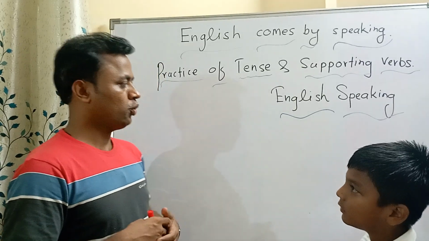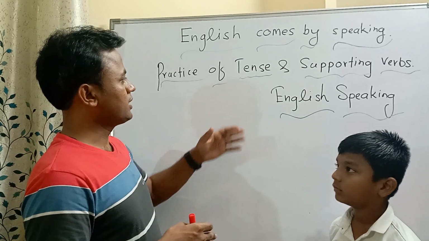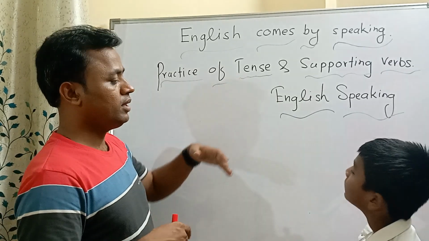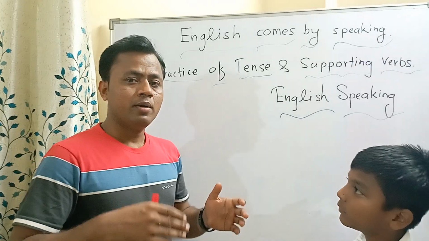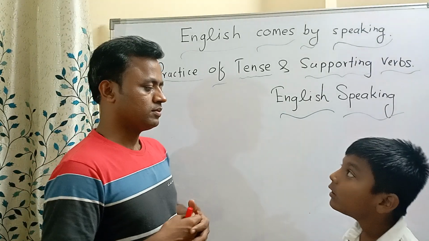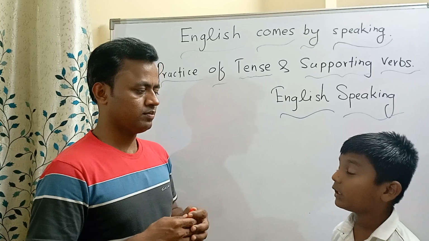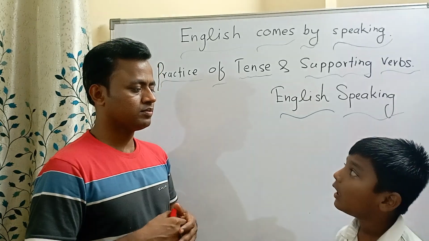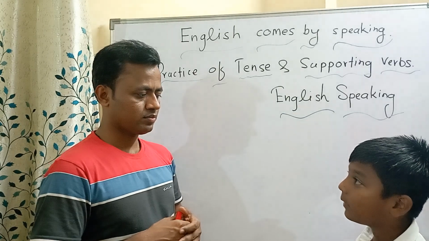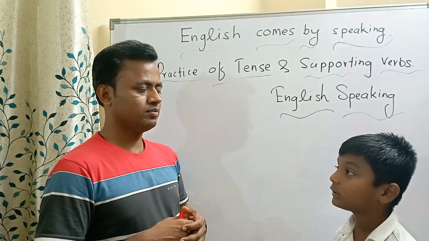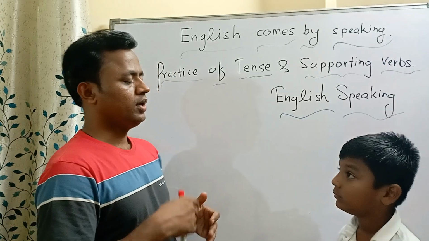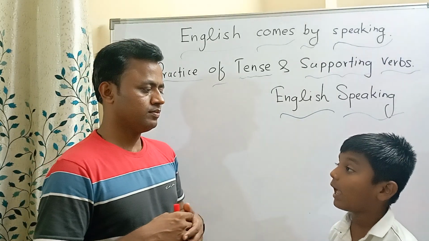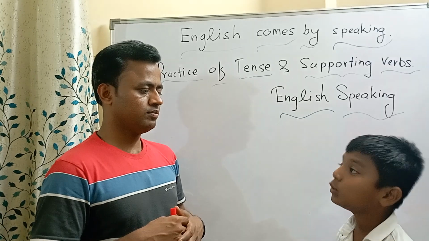Okay. Yes. So let's practice the formula of tense. Tell me the formula of simple present tense. It is S plus MV plus O. Okay. Present continuous tense. S plus is/am/are plus MV plus ING plus O. Okay. So then present perfect tense. S plus have/has plus V3 plus O.